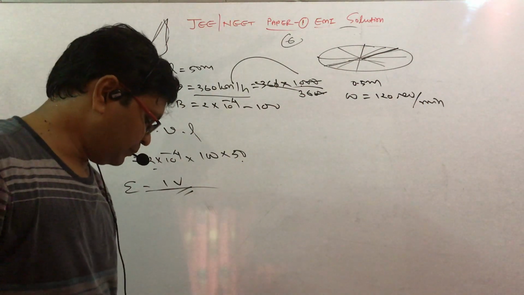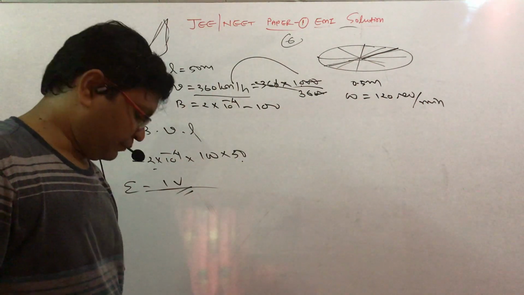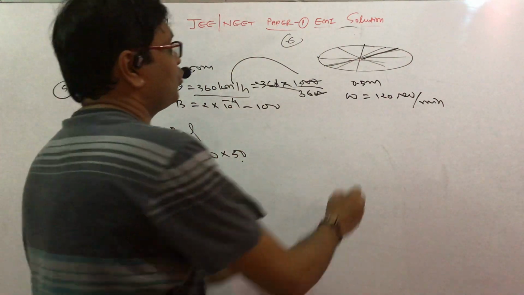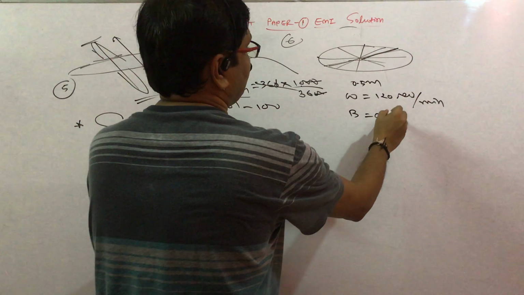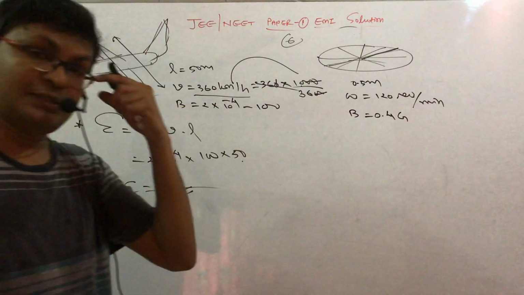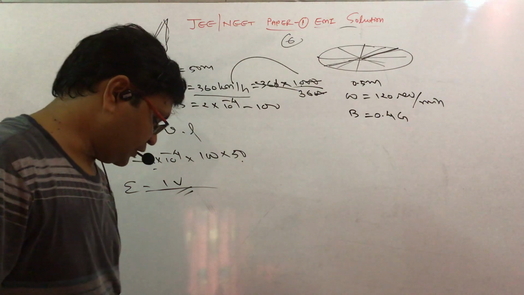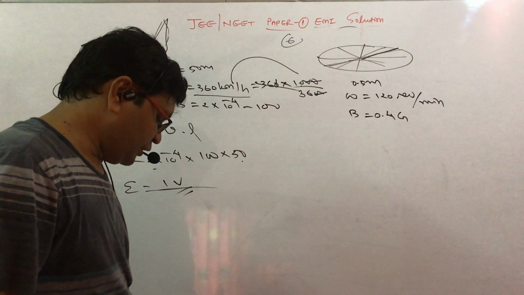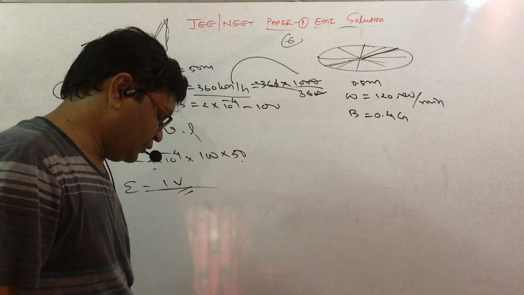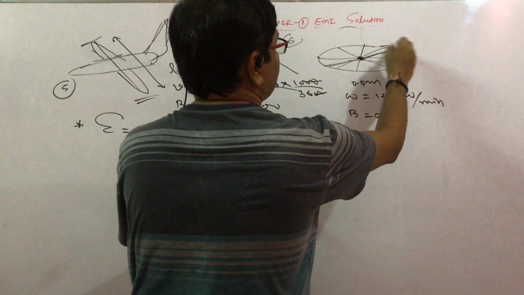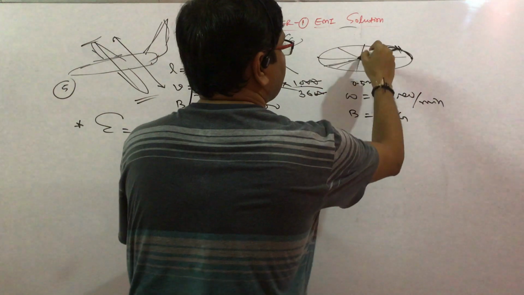In a plane perpendicular to the magnetic field. And if a magnetic field is given as 0.4 Gauss, you know that 1 Gauss is 10 raised to minus 4 Tesla. This is a good question, just check it. Then what is the induced EMF between the axle and the rim of the wheel? We have to find the EMF between the axle and the rim.